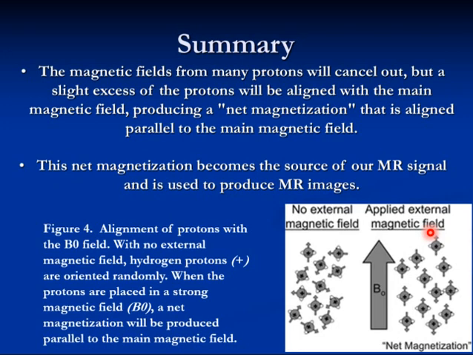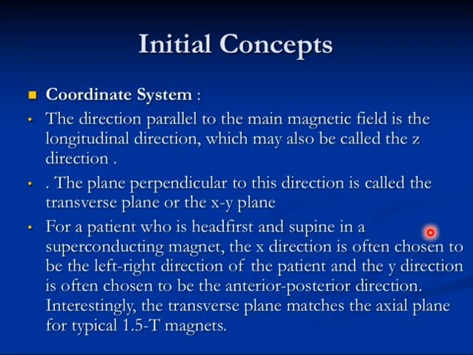So we need to understand something called the coordinate system. What do we mean by coordinate system? The direction parallel to the magnetic field is the longitudinal direction. We call it the Z direction. Parallel to them, this is the patient and the machine. Parallel to the magnetic field is the Z direction. This is the first thing.